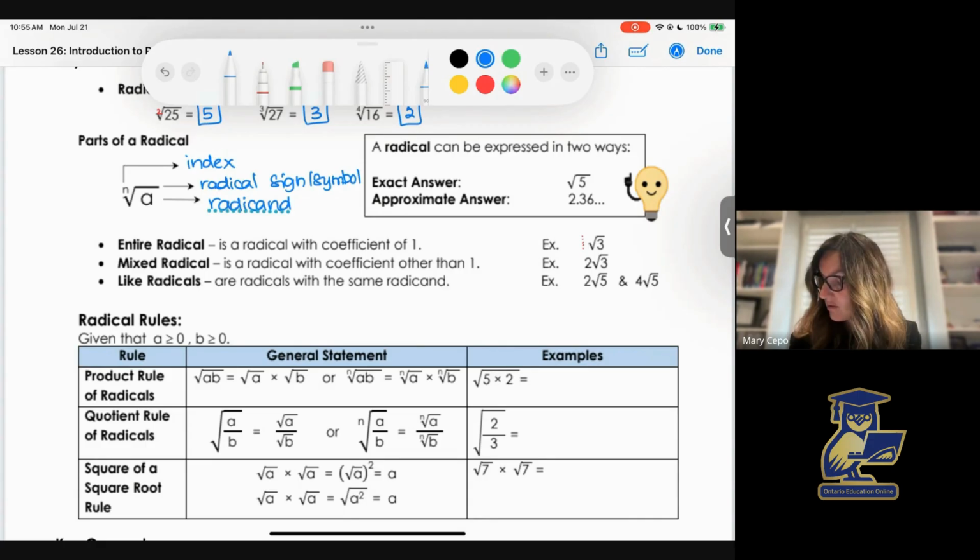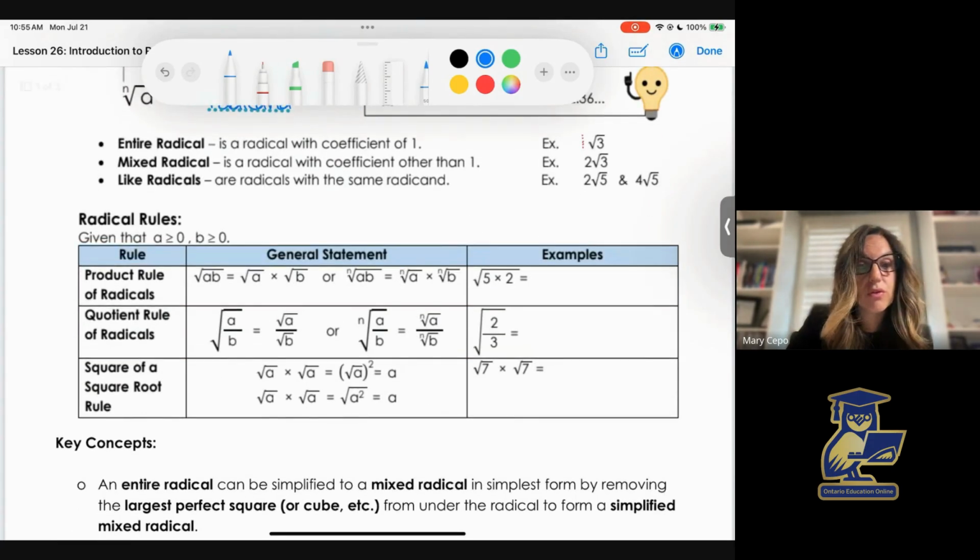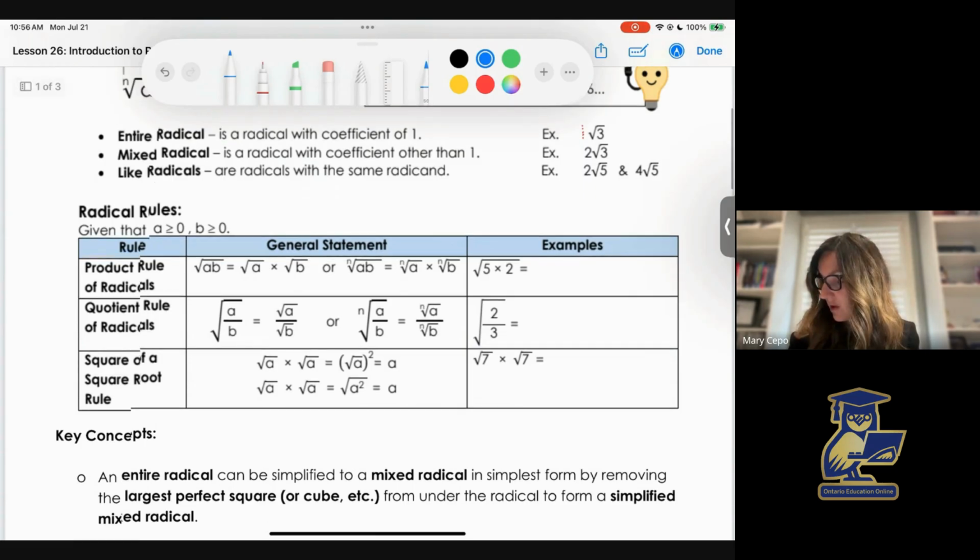And we can have an entire radical, which is a radical with the coefficient of 1. Again, if we don't see it there, we know it's there. A mixed radical is a radical with a coefficient other than 1. So an example there is 2 root 3. Like radicals are radicals with the same radicand. So again, that's really critical when we go to add and subtract radicals. You do have to have like radicals, meaning radicals with the same radicand. So 2 root 5 and 4 root 5 are like radicals. They have the same radical value of root 5. The coefficients out front are different, and that's okay.